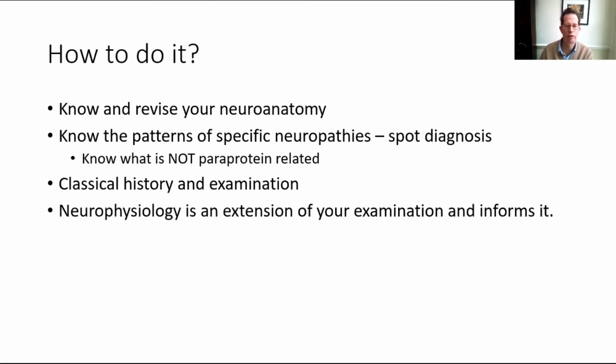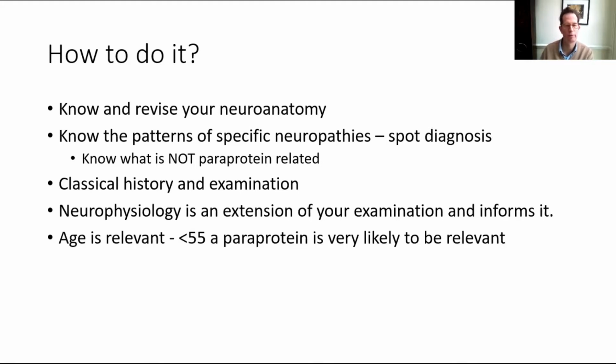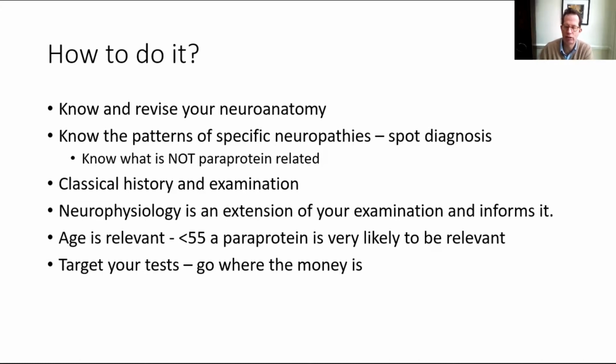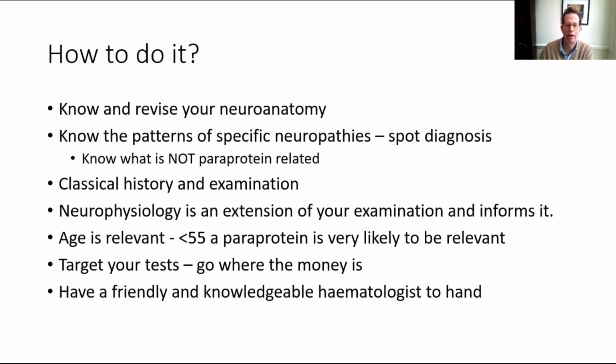Take a classical history and examination and regard the neurophysiology as an extension of that examination, as it certainly informs it. Age is relevant, as if you find a paraprotein under the age of 55, it's very likely to be relevant to the presentation, much more so than in an older person. Target your tests and go where the money is, and have a friendly and knowledgeable hematologist to hand.